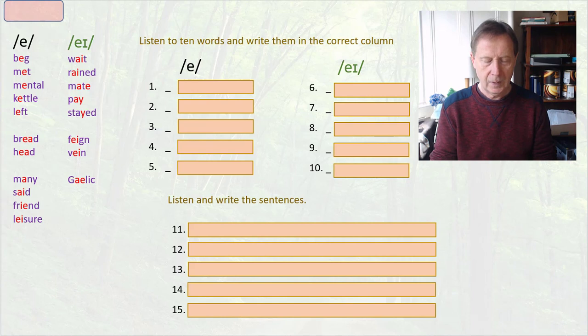13. The rain in Spain falls mainly on the plain. 14. I take care of my mental health. 15. A chess game is a test for your brain.